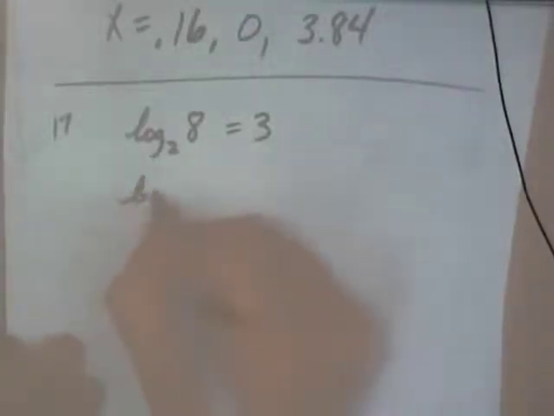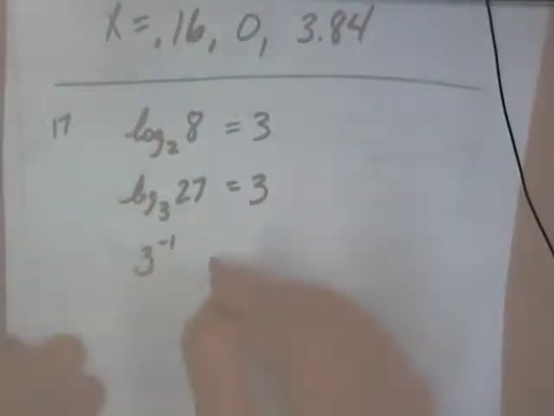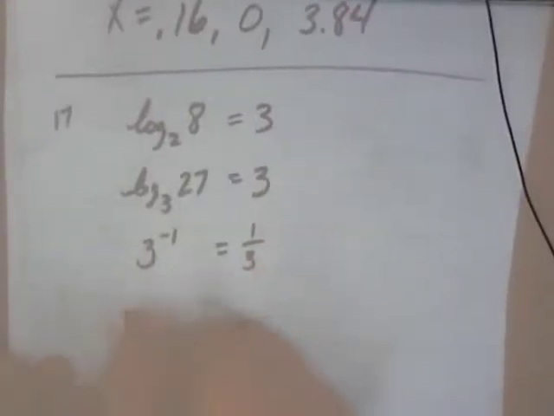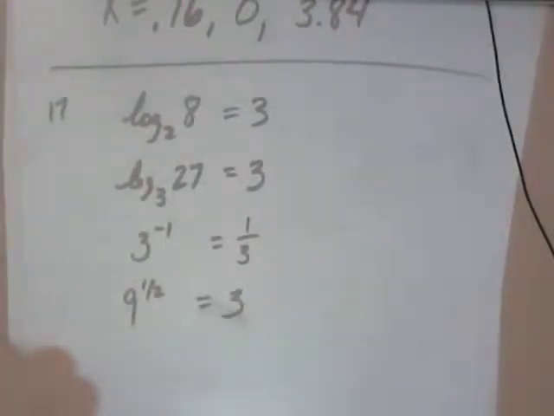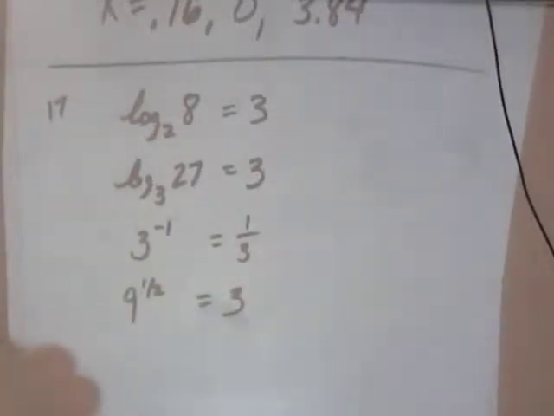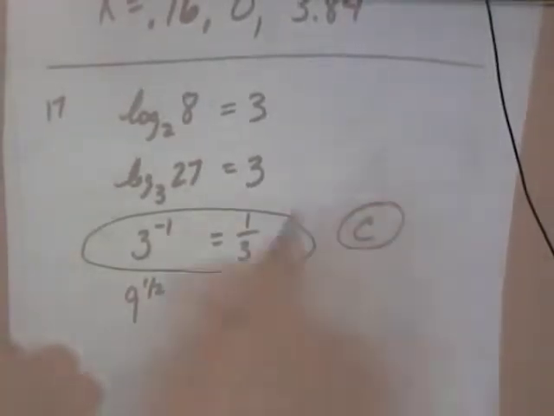Log base 3 of 27 is also 3, right? This is 3 cubed. And 3 to the negative 1 power, what is that? 1/3. And 9 to the 1/2 power is equal to what? 3. We didn't create the square root. It's already there, so you just go with whatever sign's in front. So this is the one, C, that is not equivalent to the other ones.